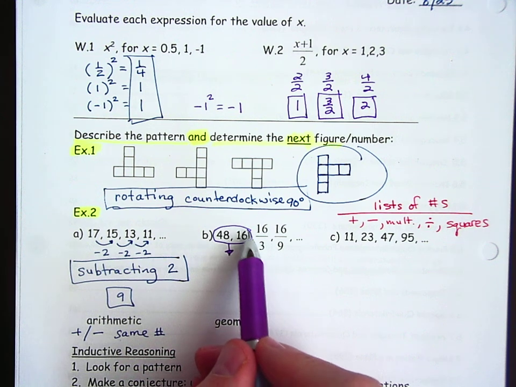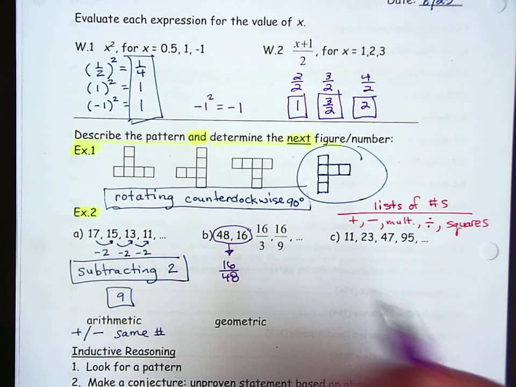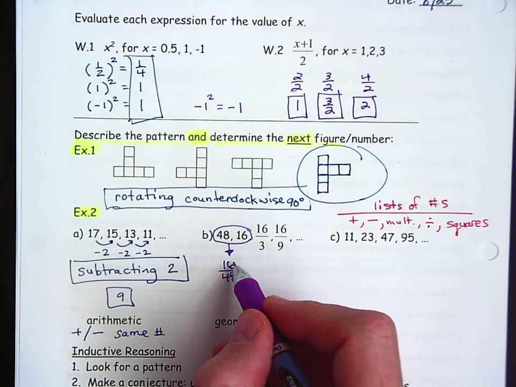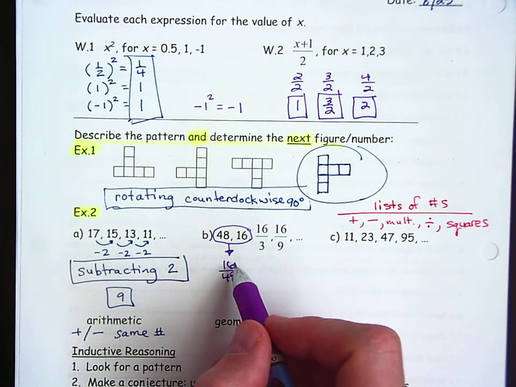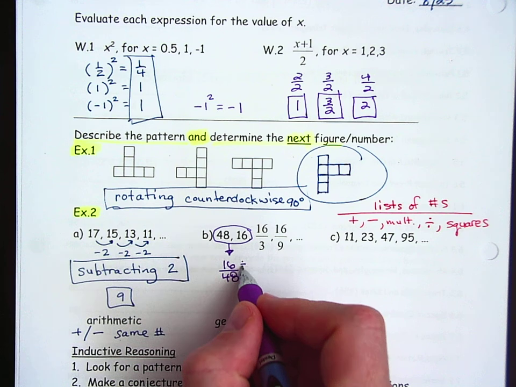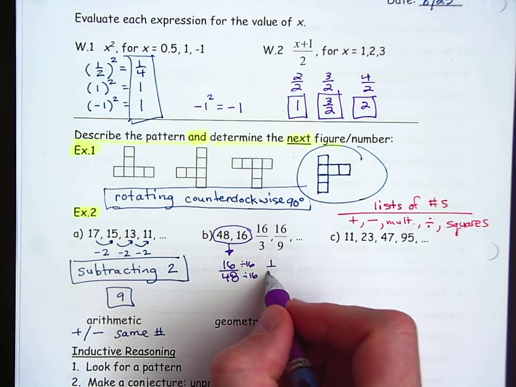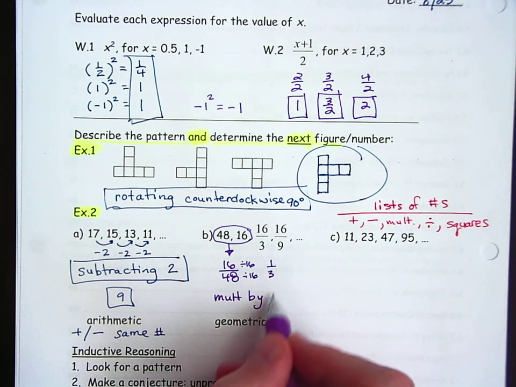Take the number on the right and divide it by the number that precedes it, right before it. So 16 over 48. If we reduce that, you can start dividing by a number to reduce it down. They're both divisible by 8. They're both divisible by 16, actually. Now, if you don't notice that they're divisible by 16, you could divide them both by 2 and keep going, but that's going to be 1/3. So we're multiplying by 1/3.